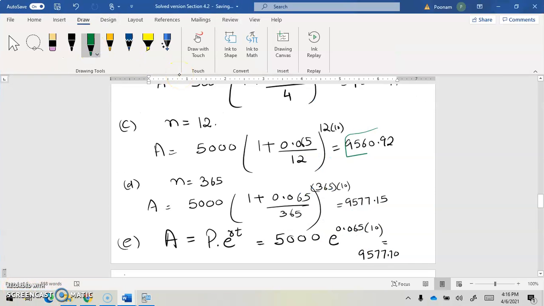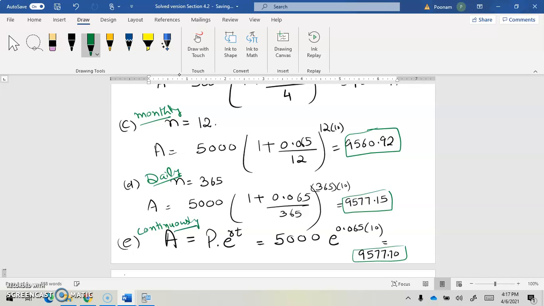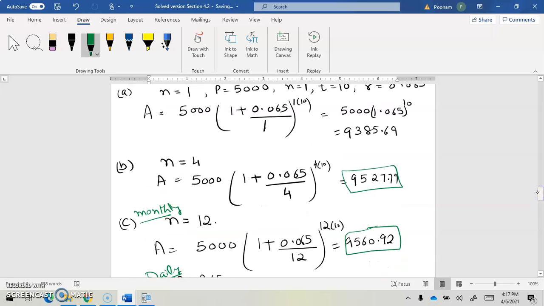Similarly, I calculated all these numbers using the calculators. So it depends, right? When it is monthly, when it is daily, when it is continuously, with the same principal, same timing, same interest rate, the final answer keeps on changing. So that's how we need to figure out which case is the best for us. So this was quarterly and this was annual.